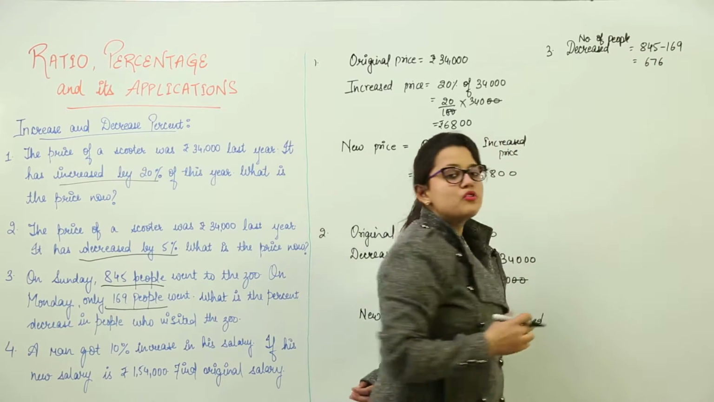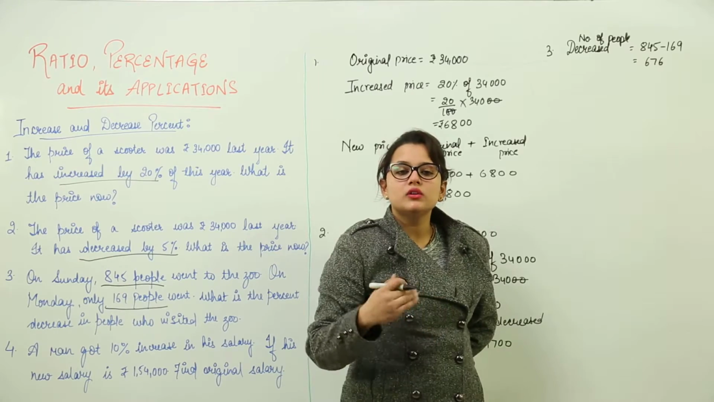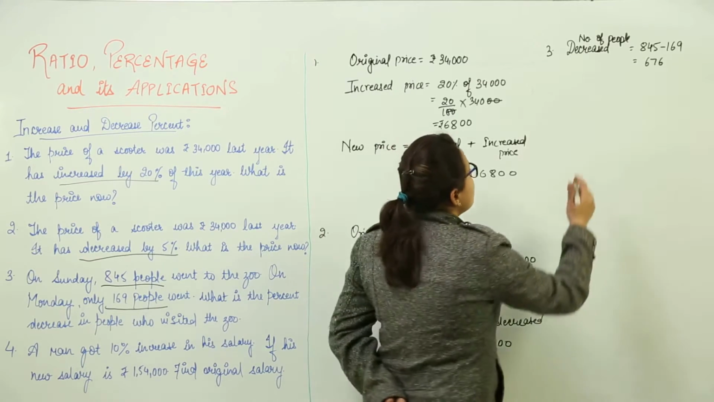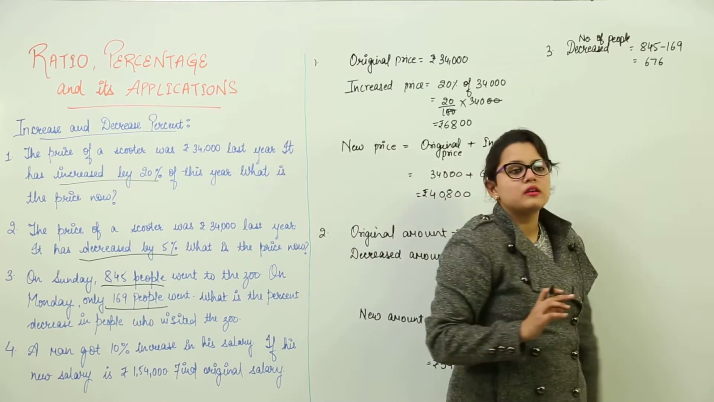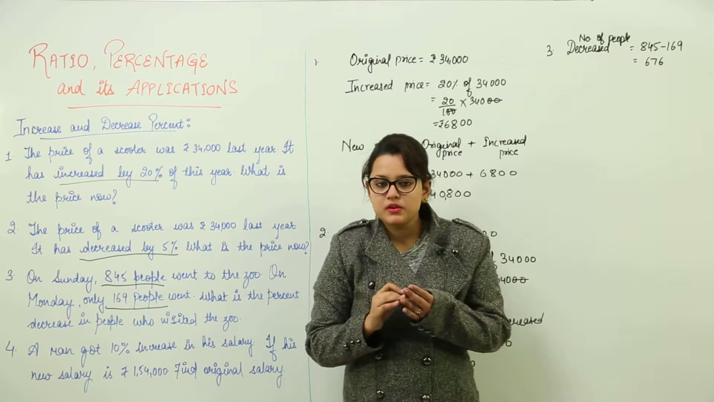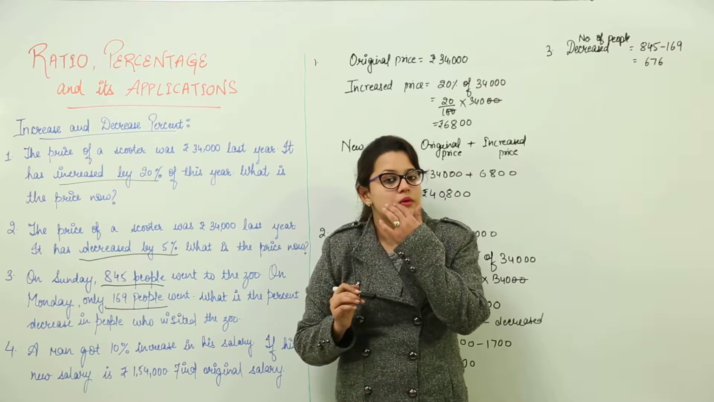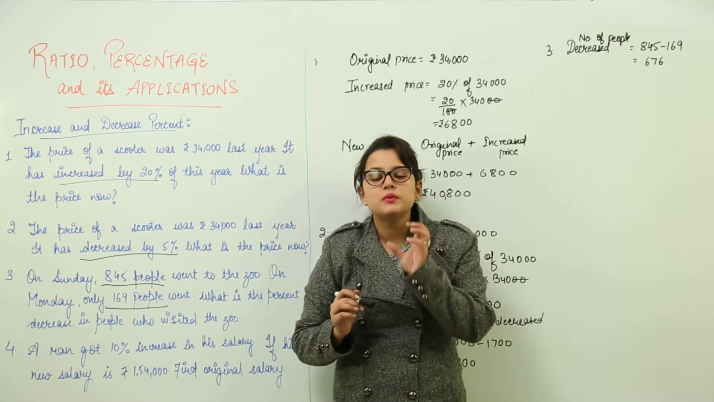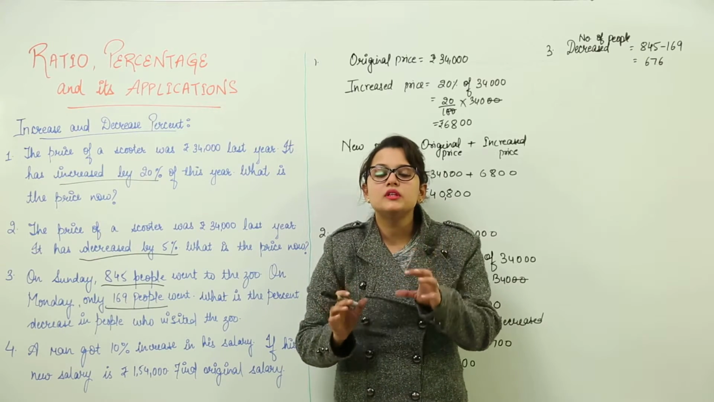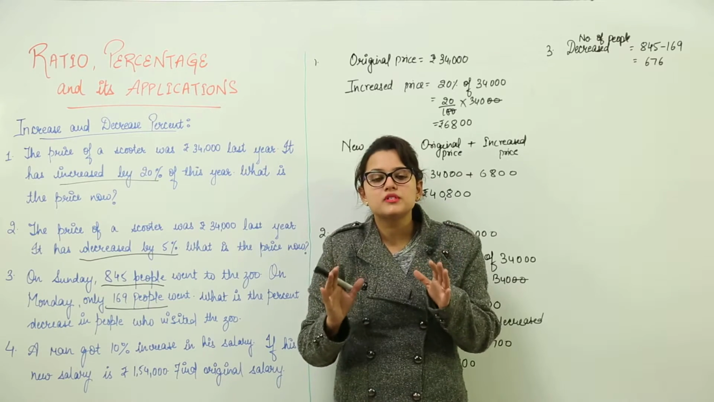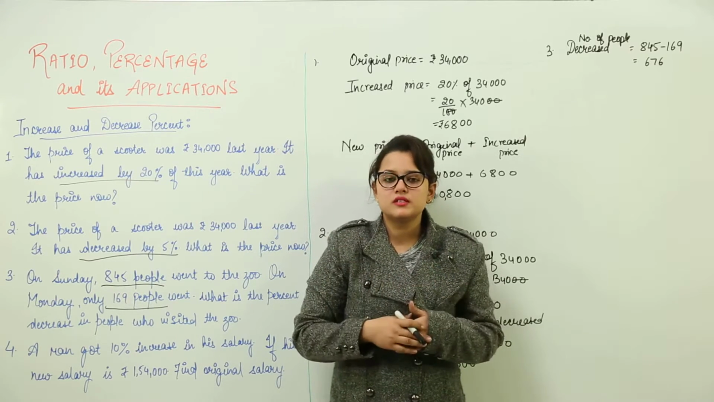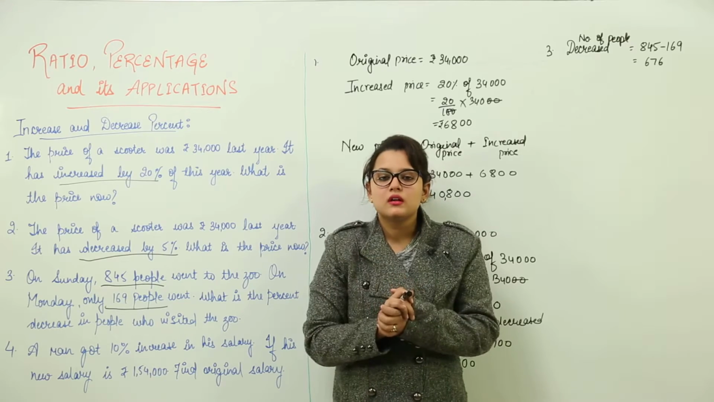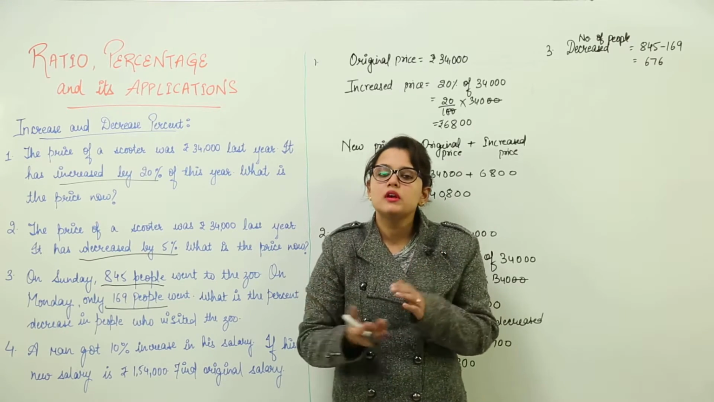Now this is the number of people which got decreased on the successive day. Now you have to find the percentage of this part. First of all, as I discussed previously in this topic, how to find percentage: you take the required amount of which percentage is to be calculated, divide it by the total amount, that is the original amount that was earlier, and you multiply it with 100.